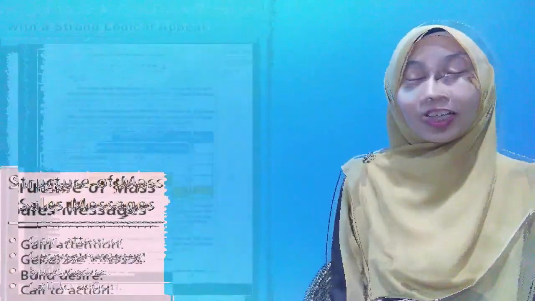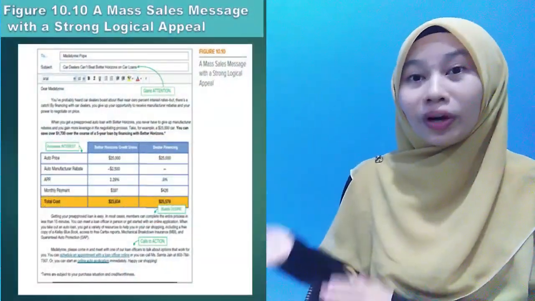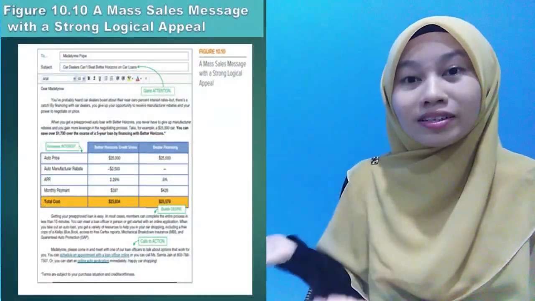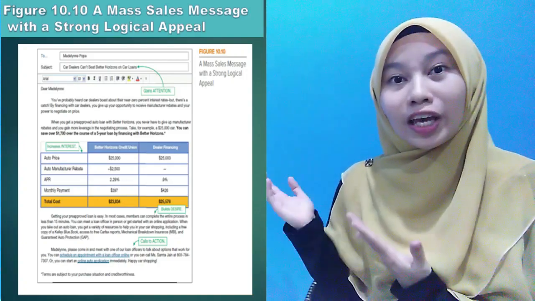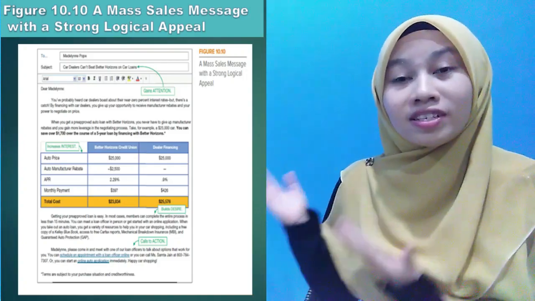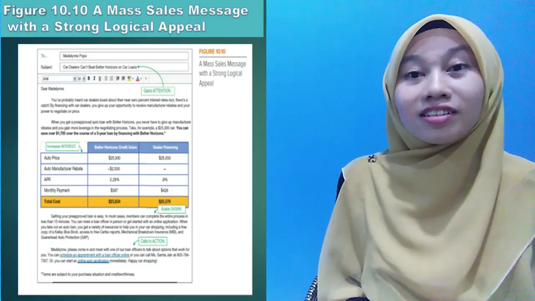Effective messages have four structures. It is first, gain attention. Second, generate interest. Third, build desire. And last, call to action. Here is an example of the more effective seller message, a mass sales message with a strong logical appeal. Most effective sales messages contain a central sales theme.